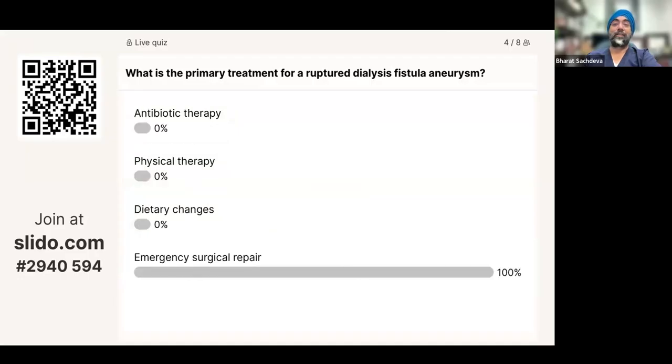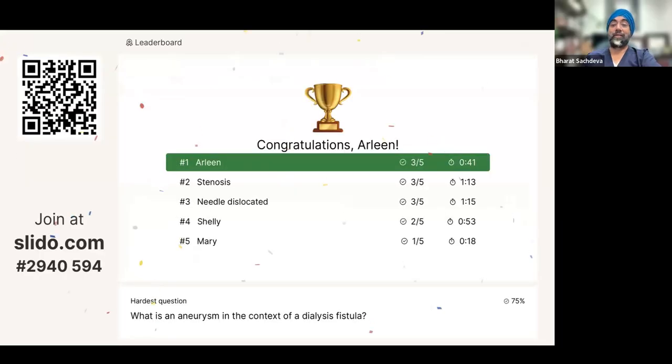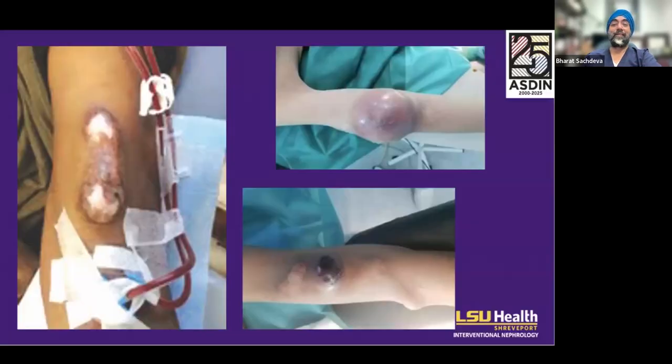You're right. Call the friendly surgeon. When there is a rupture, you got to get the patient in fast. All right, we got a leader. Arlene has gotten 3 out of 5 right and is the fastest answer. Good job, Arlene.